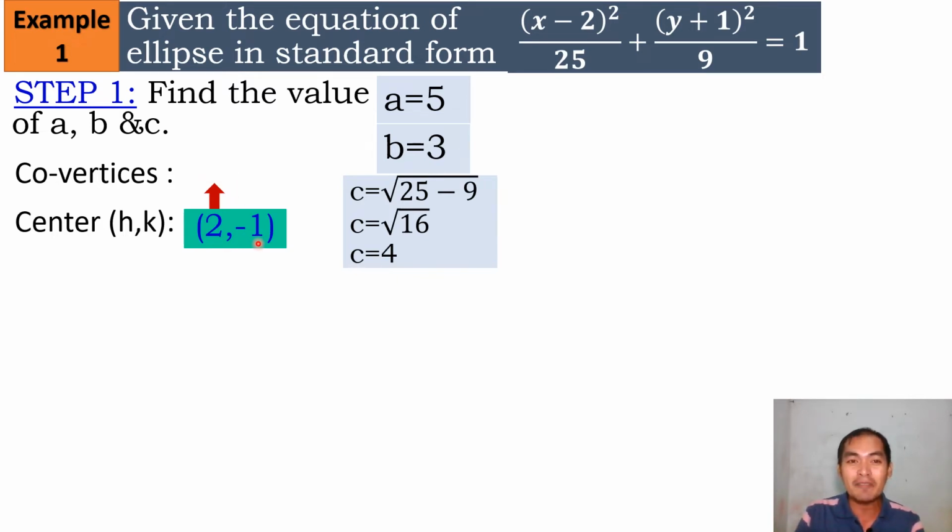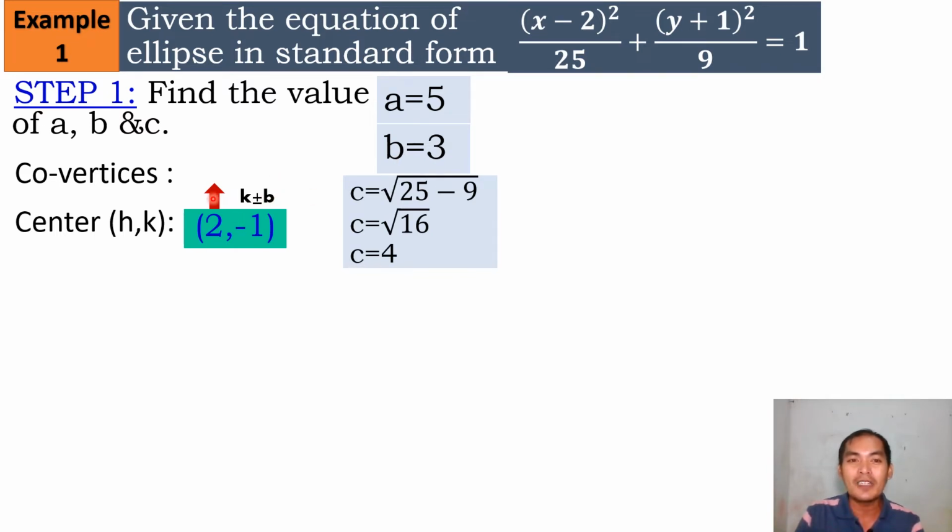At yung y ng co-vertices ay i-add yung b. Kasi for the co-vertices is b. Okay? I-add. So, therefore, here, our formula is k plus or minus b. Tandaan ha? B. B for the co-vertices.